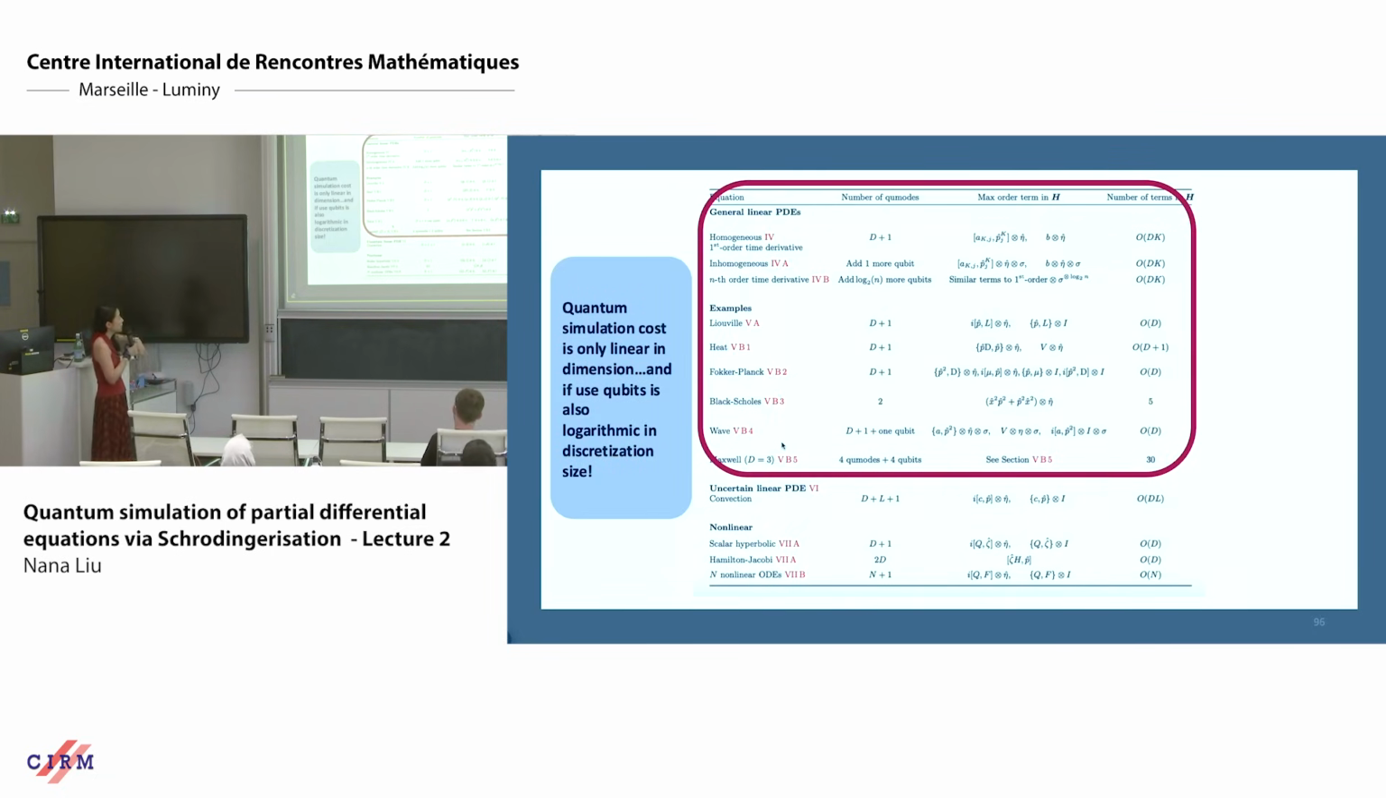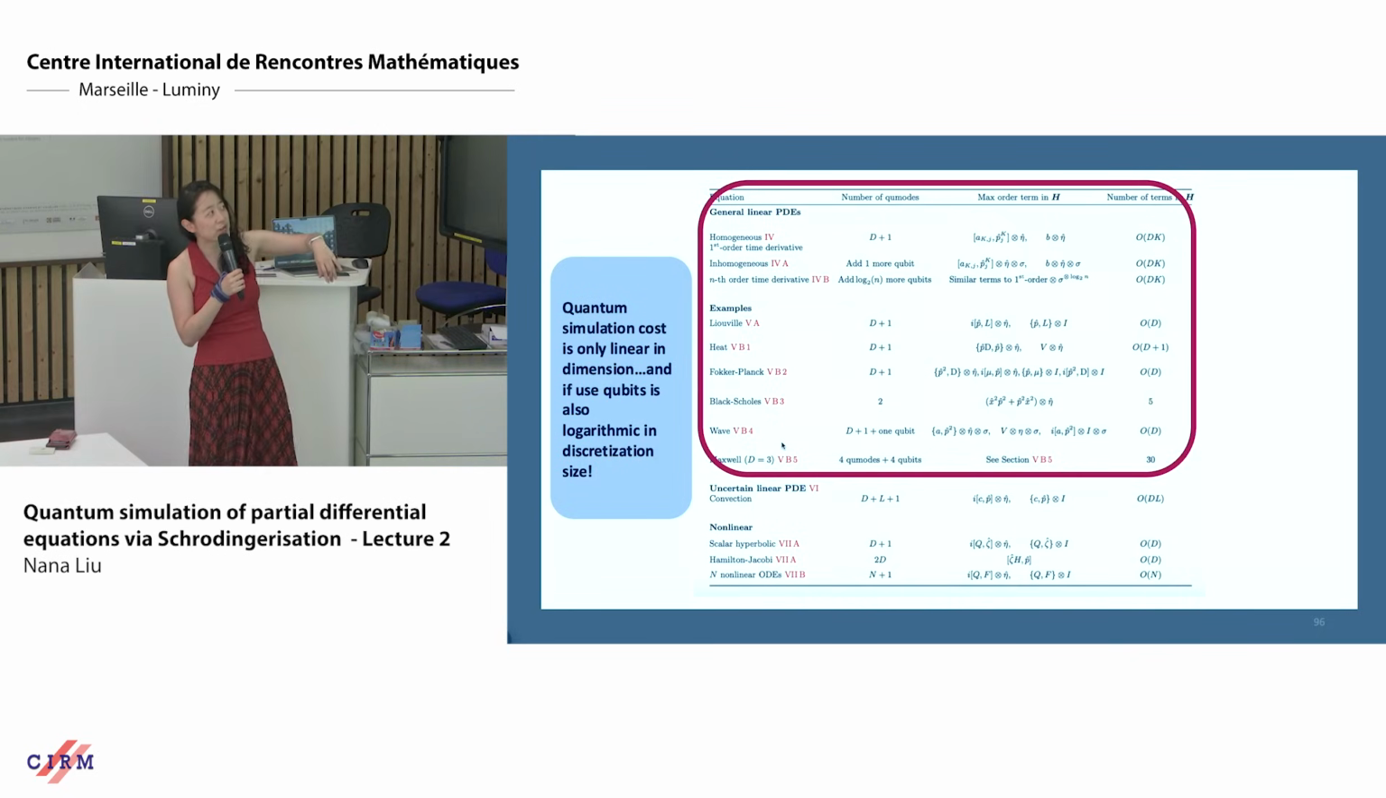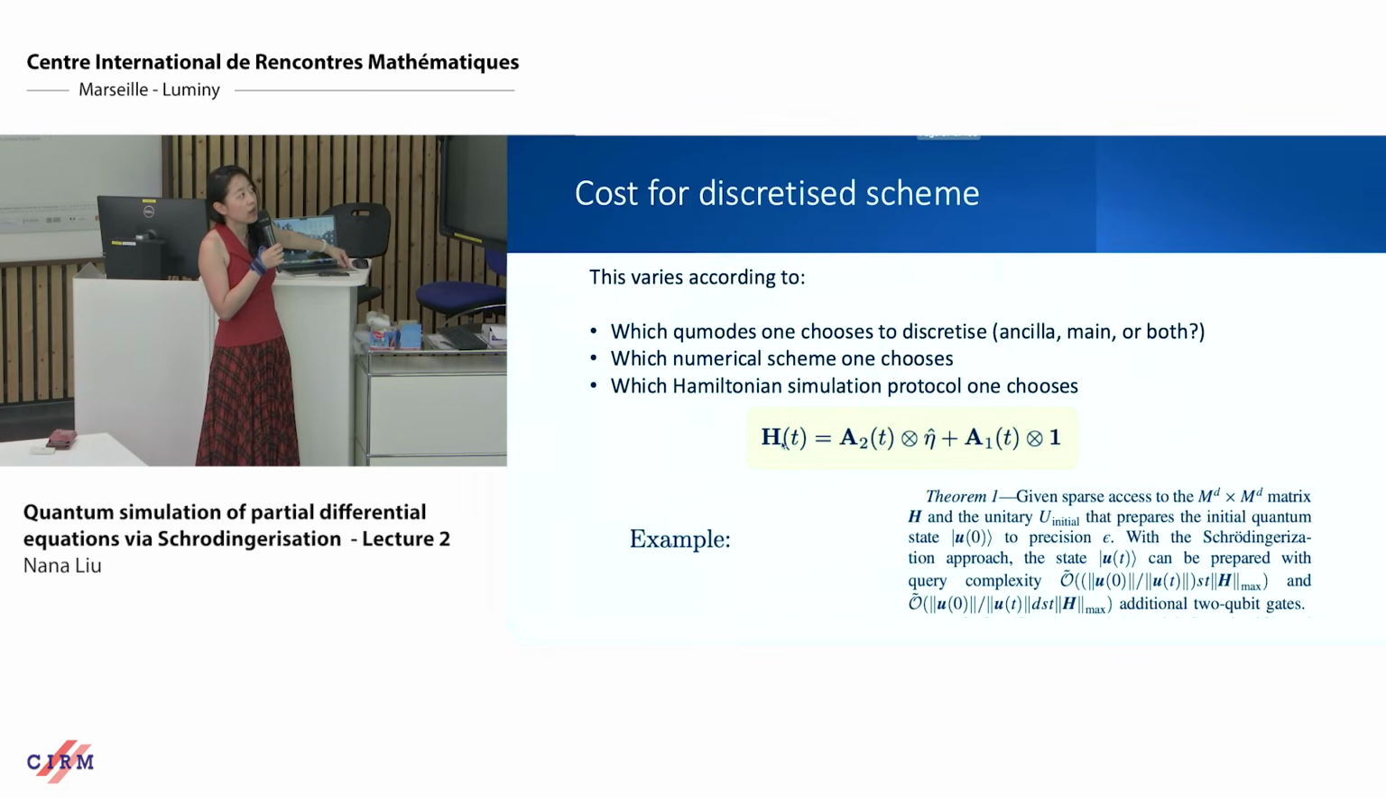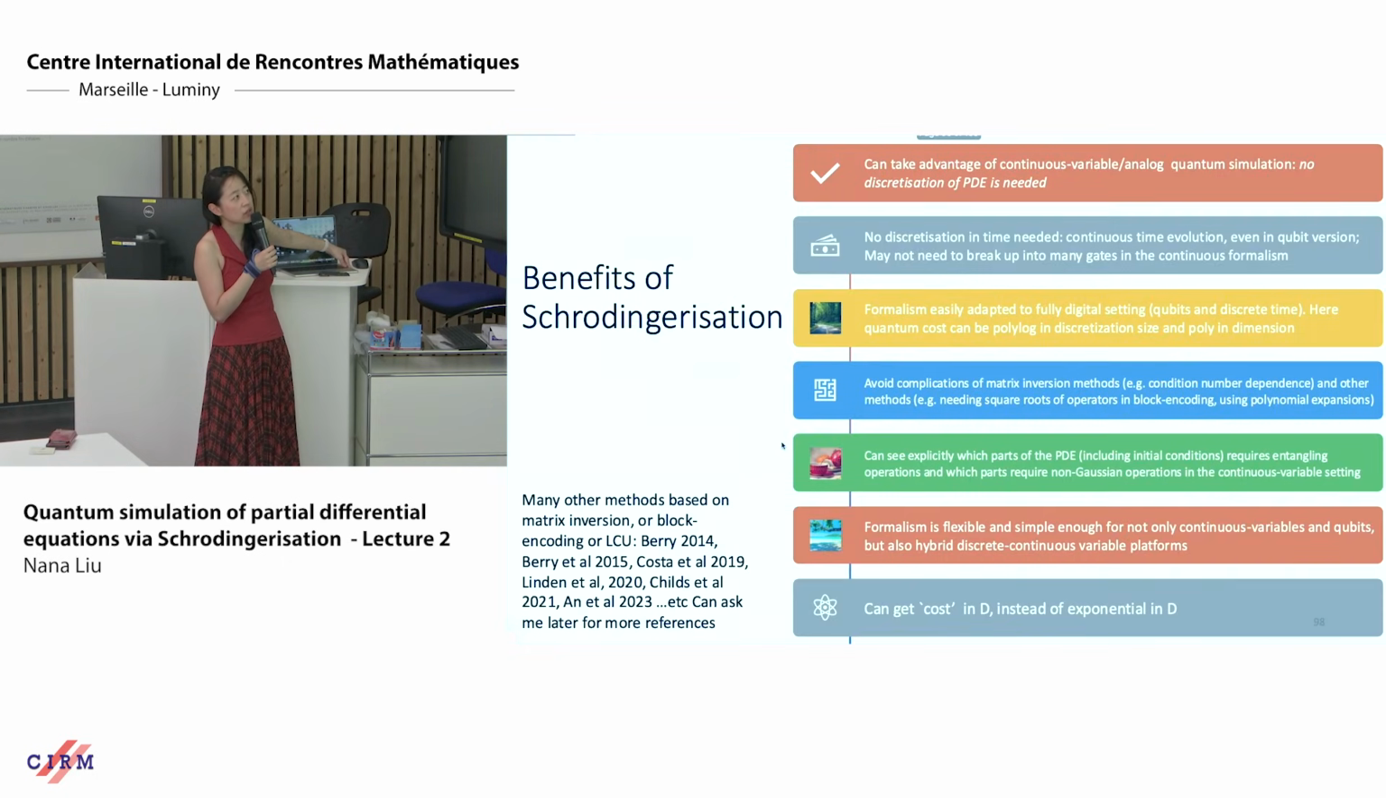And this is an example. These are all in the papers, but it shows all the equations, the order of terms in the Hamiltonian and the number of terms we have in terms of dimension, and the highest power of the derivatives. And the cost for discretized schemes, this is something that we mentioned before.